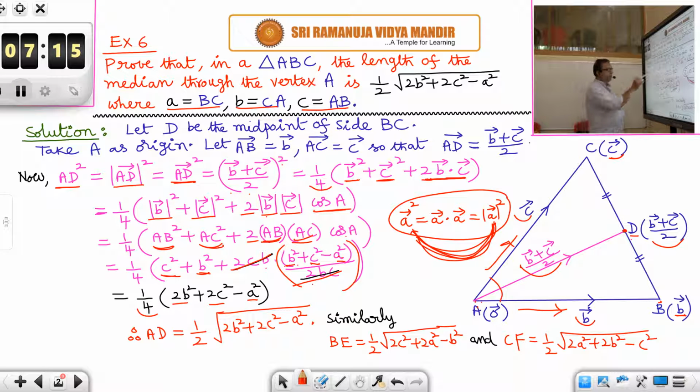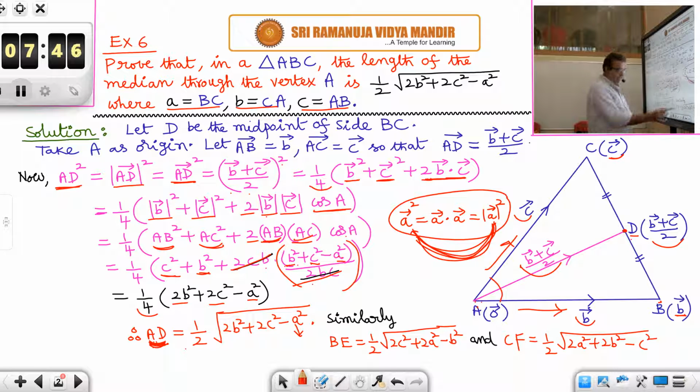This is all equal to AD square. Therefore, take square root both sides. AD will be 1 by 2 into root of 2b square plus 2c square minus a square. Okay. So, similarly, other medians' lengths also you can find the formulas. AD is the length of the median through the vertex A. So, you have a square minus a square at the end.